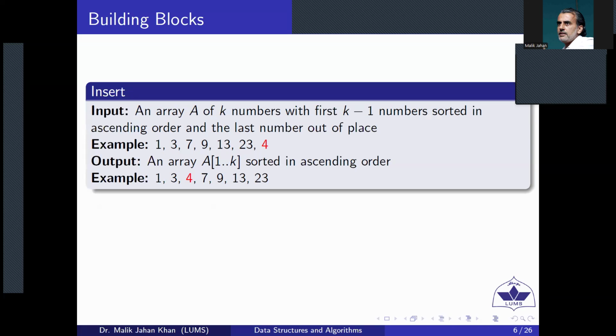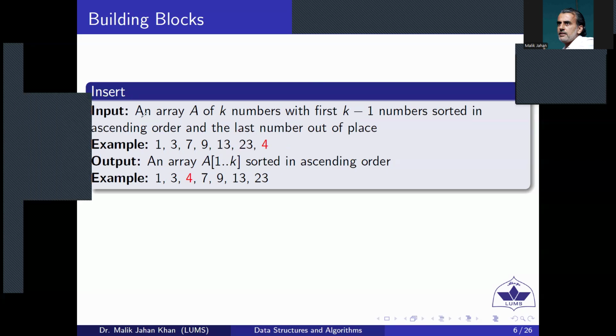So the input has been given in a sorted sequence such that the first k minus 1 elements, which means all elements other than the last one, are sorted, but the last one is out of place. So our task in this whole procedure, or block, called insert is that we need to generate an array of k elements such that every element in the array is sorted. In that way, we need to insert the k-th element into its appropriate position.